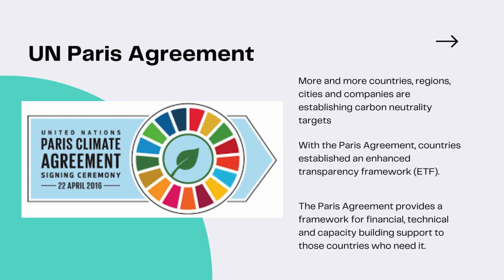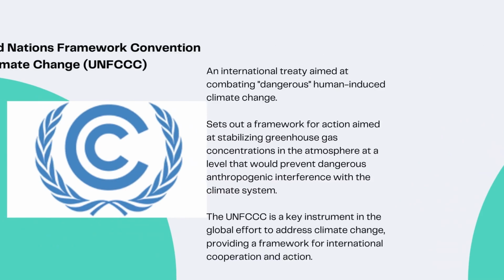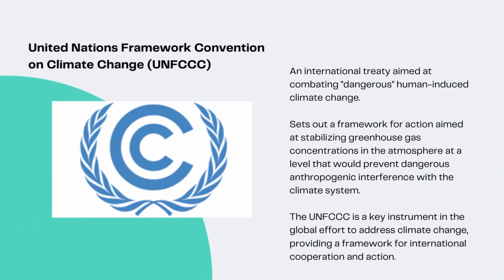Its goal is to limit global warming to well below 2 degrees Celsius above pre-industrial levels. Besides that, the United Nations Framework Convention on Climate Change is an international treaty aimed at combating dangerous human-induced climate change. The UNFCCC sets out a framework for action aimed at stabilizing greenhouse gas concentrations in the atmosphere at a level that would prevent dangerous anthropogenic interference with the climate system.